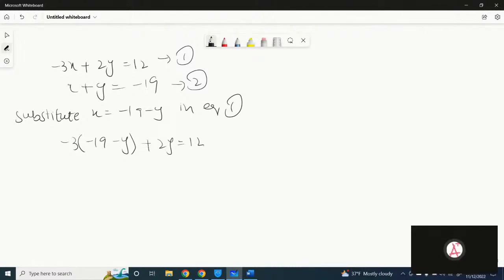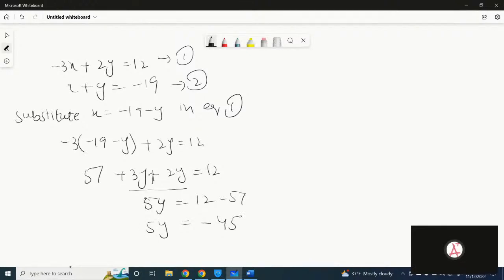So negative 3 times negative 19 is 57, plus 3y plus 2y equals 12. So it would be 5y, and move 57 to the other side. It would be 12 minus 57, negative 45. So 5y equals negative 45. Then y equals negative 9.